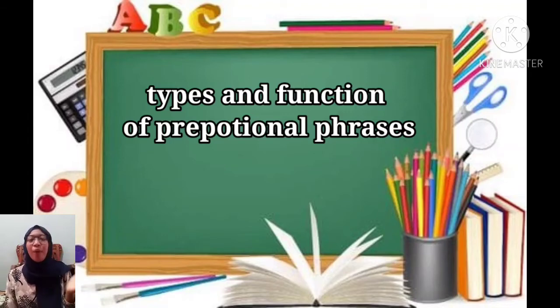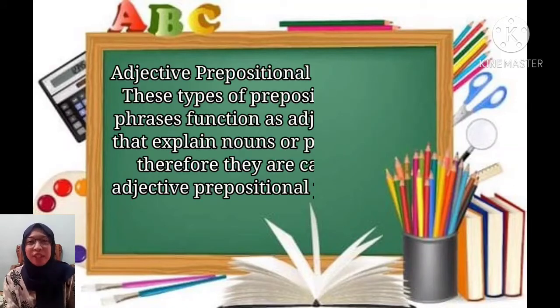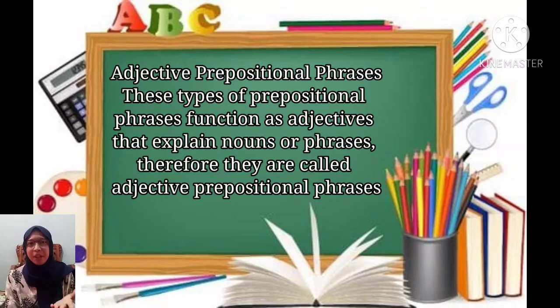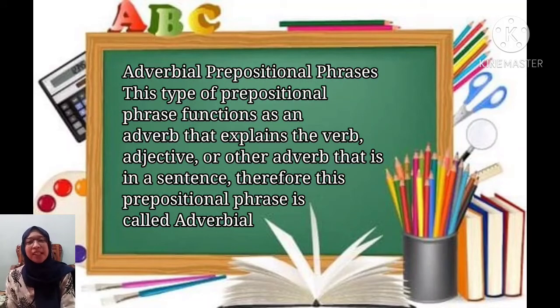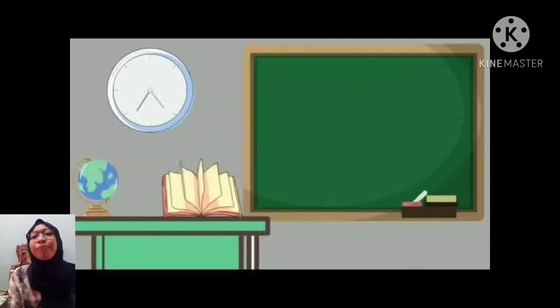Okay, here I will explain about types and functions of prepositional phrase. Adjective prepositional phrase. This type of prepositional phrase functions as an adjective that explains nouns or phrases. Therefore, they are called adjective prepositional phrases. Adverbial prepositional phrase. This type of prepositional phrase functions as an adverb that explains the verb, adjective, or other adverb that is in a sentence. Therefore, this prepositional phrase is called adverbial.